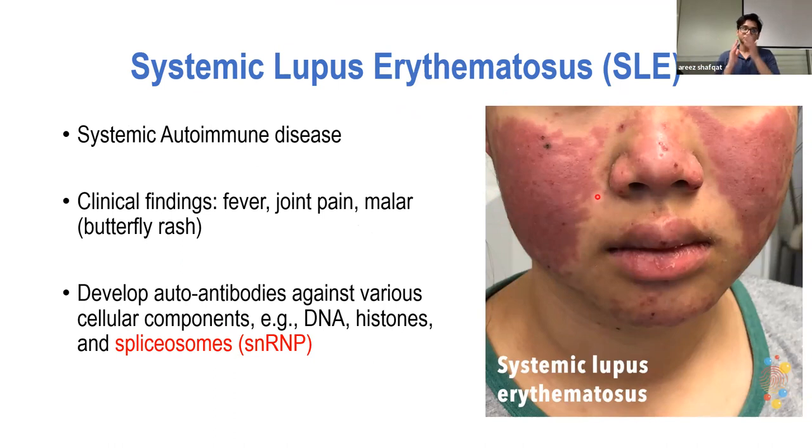And the problem in lupus is that there's a defect in cell death. So your immune system generates antibodies against cell components. In lupus, you might see antibodies against DNA. You might see antibodies against histones. And an important one related to this lecture is that you can see antibodies to spliceosomes. That also tells you that alternative splicing is a target of an autoimmune disease like lupus. So in lupus, you see autoantibodies against spliceosomes. It's possible to see them.